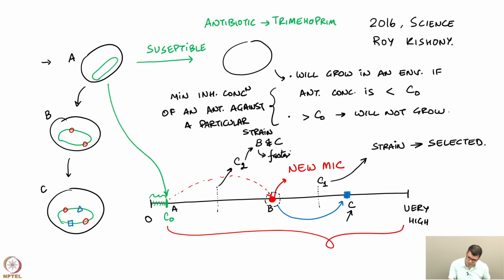As a result of this, selection will select B, and eventually if long enough time is given, B is going to get selected and C is going to go extinct and A will never grow.